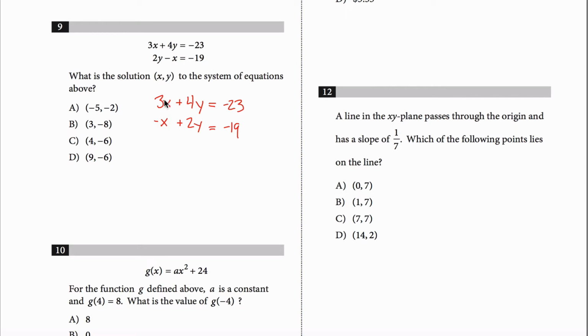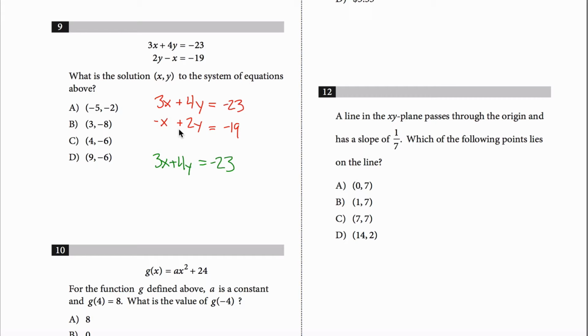And so the idea is, I could just add up the equations right now, but it wouldn't help. But if I can multiply one of my equations by some number, so that later on when I add up the equations, one of my variables goes away. So maybe I'll just work through the problem, then we'll talk about what I'm doing. So one thing I could do is multiply this bottom equation by negative 2. If I did, the top equation would stay the same. I'd still have 3x plus 4y equals negative 23.